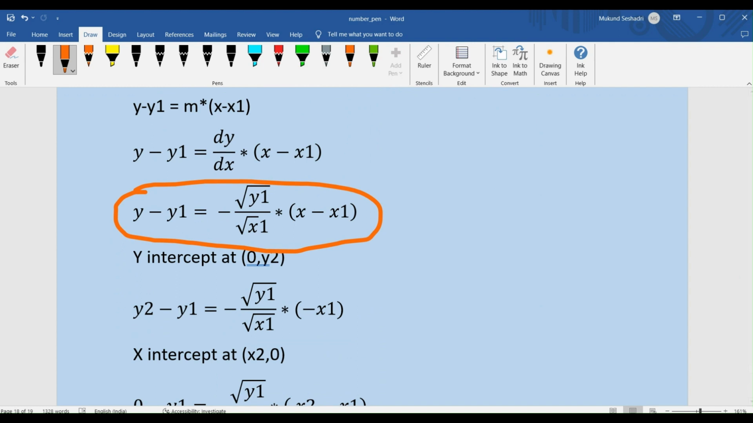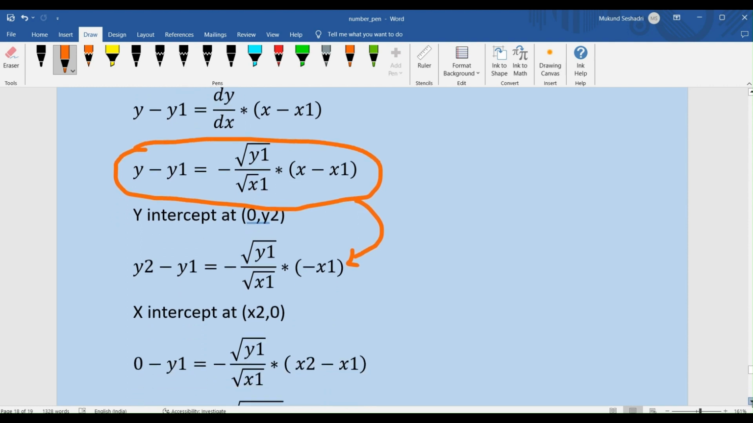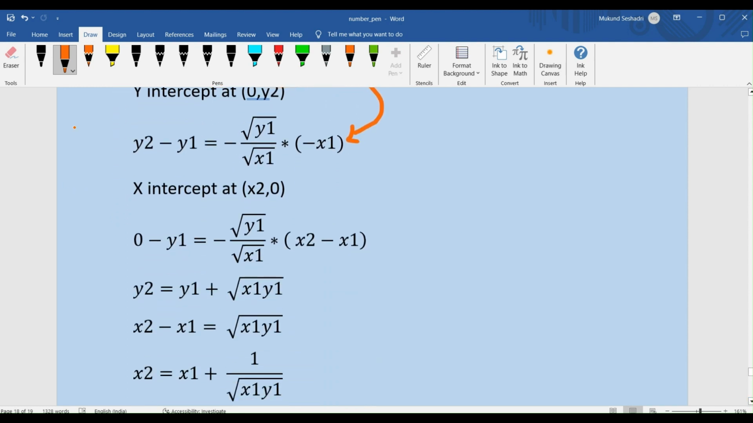Now what is the y-intercept? How do we arrive at the y-intercept? Now we have the equation to the line. Let's assume that the intercept is at 0 comma y2. Why 0? Because the point where it intersects the y-axis is when x equals 0, right? So we substitute x equals 0 in this equation, and we arrive at y2, which I've rearranged, and it is nothing but this equation.